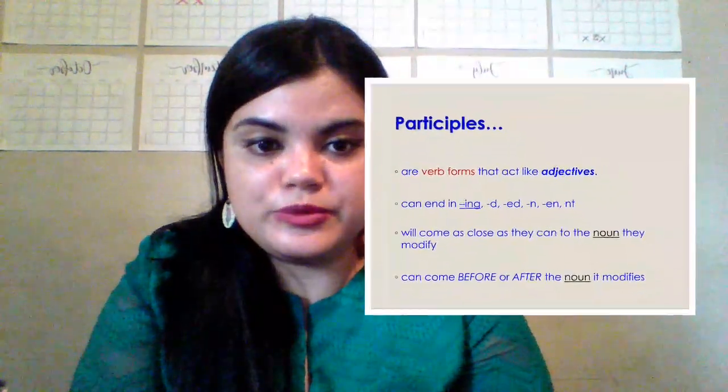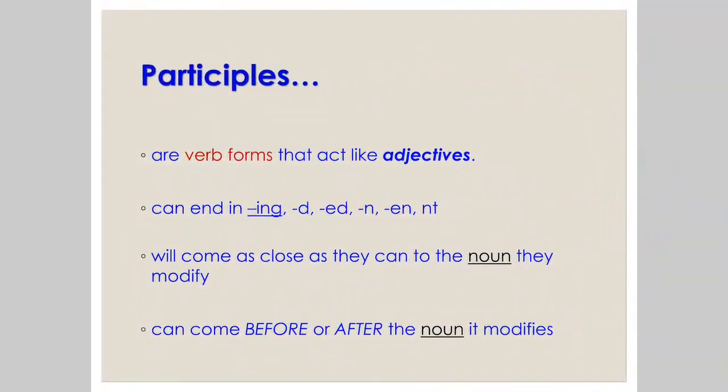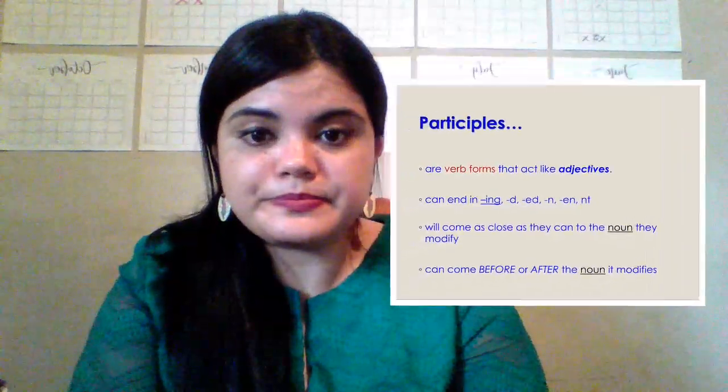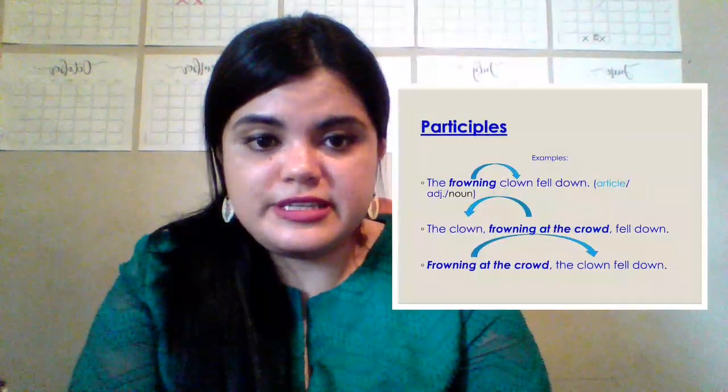Now, what are participles? Participles are verb forms that act like adjectives. They can end in all these endings that we already learned. They will come as close as they can to the noun they're modifying, and they can come before or after the noun it modifies. Now let's see some examples here.